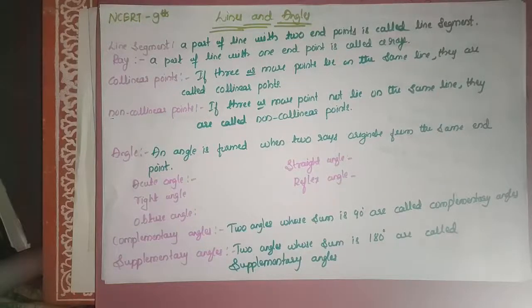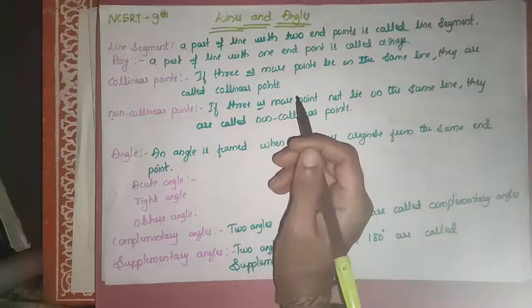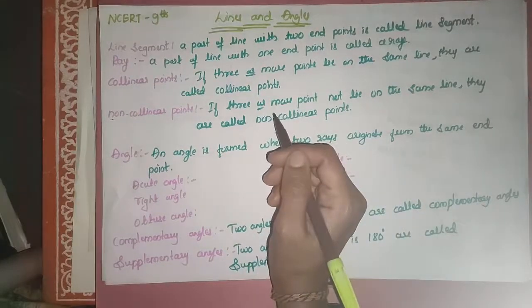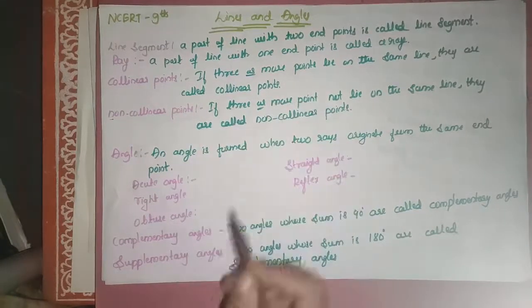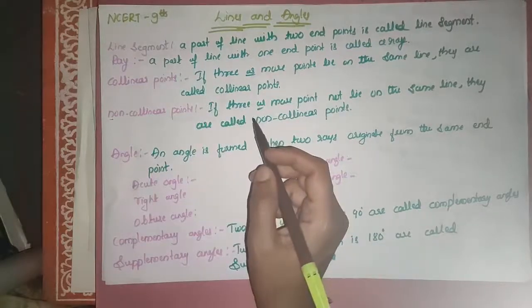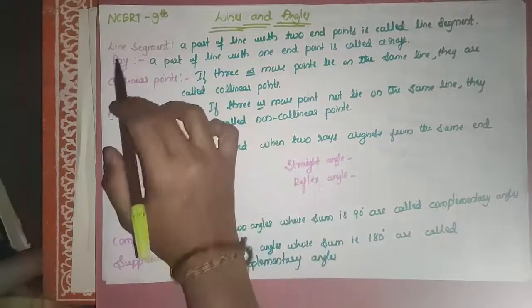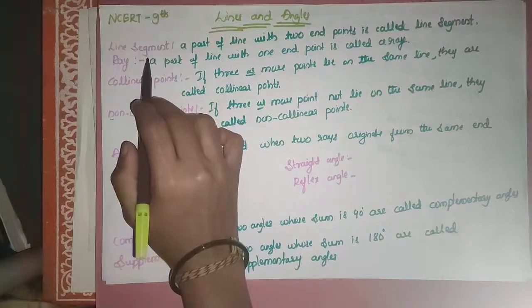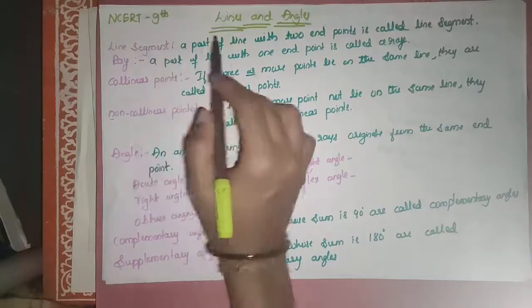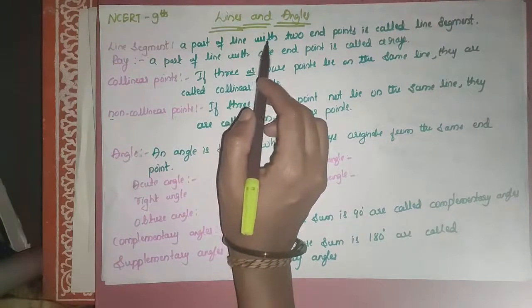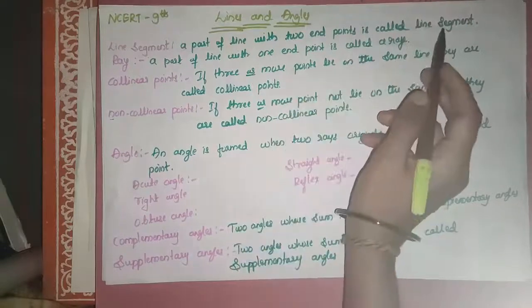Dear students, now let us learn the new lesson, lines and angles. So here we will learn some basic definitions of lines and angles. So first of all, line segment. A part of a line with two end points is called a line segment.